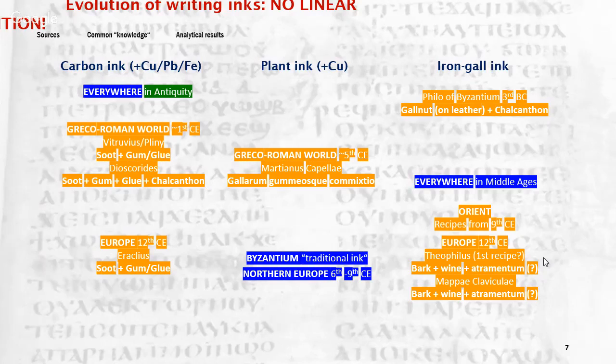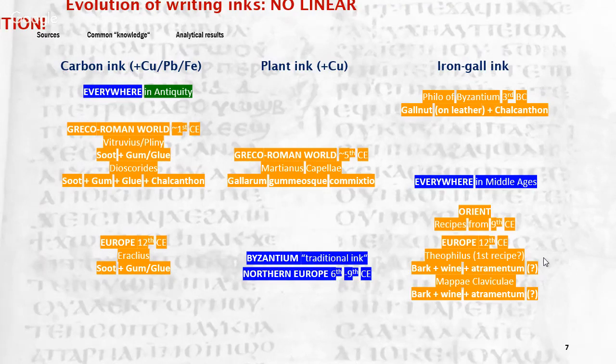We don't have any iron sulfate, which is what we need to create the complex, the pigment in iron gall ink. So this can't be iron gall ink. This is a recipe, and so far the only one we have, of a plant ink.